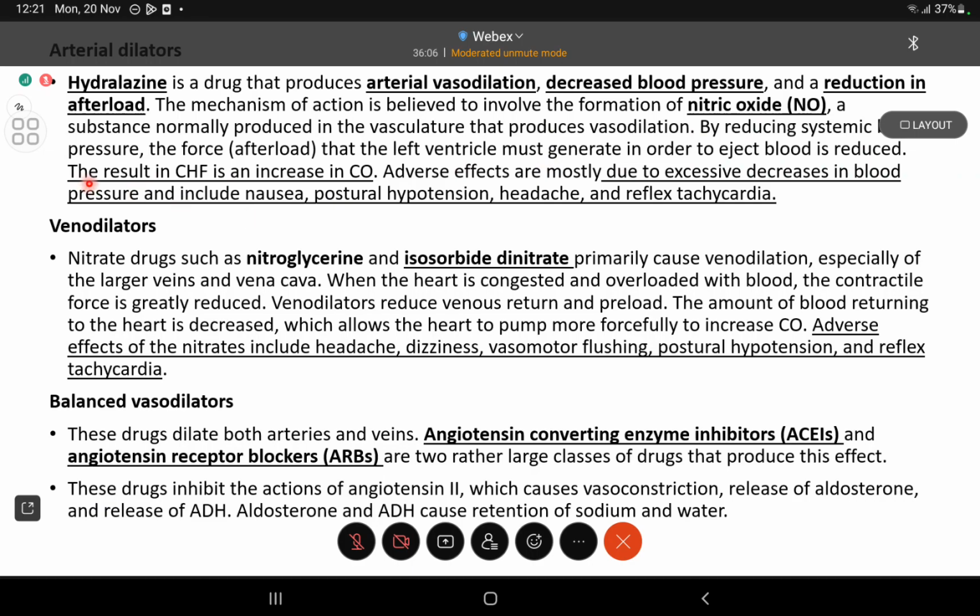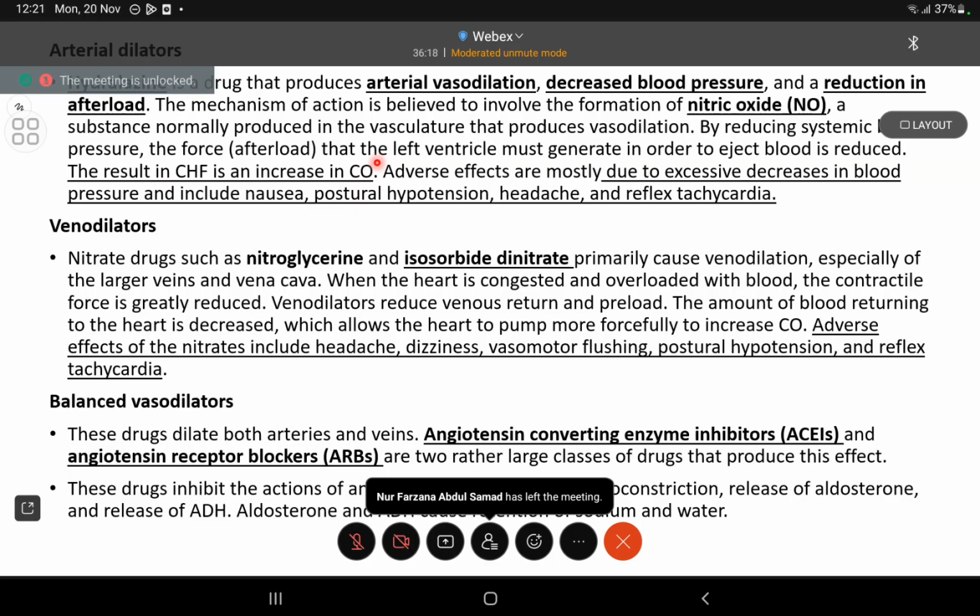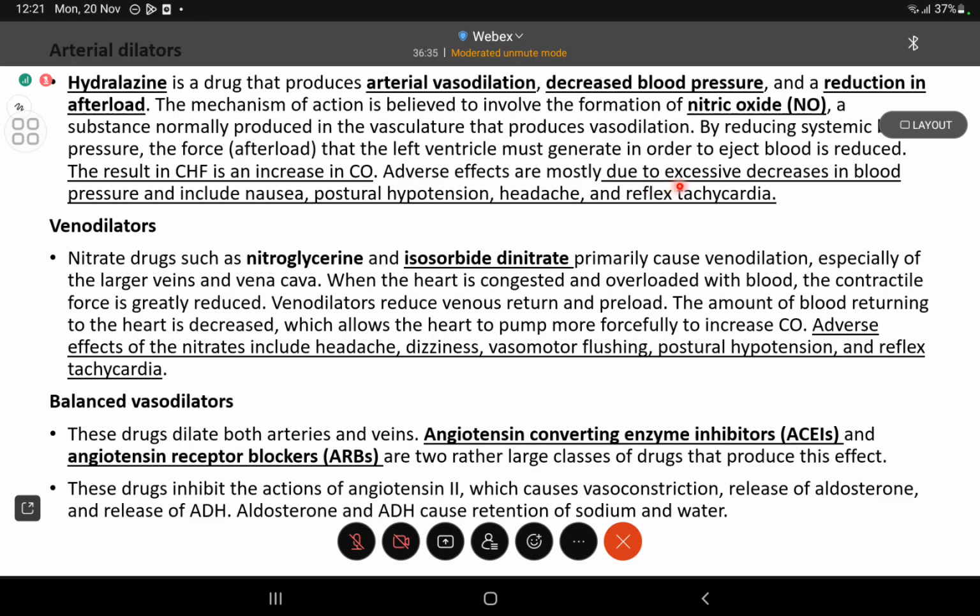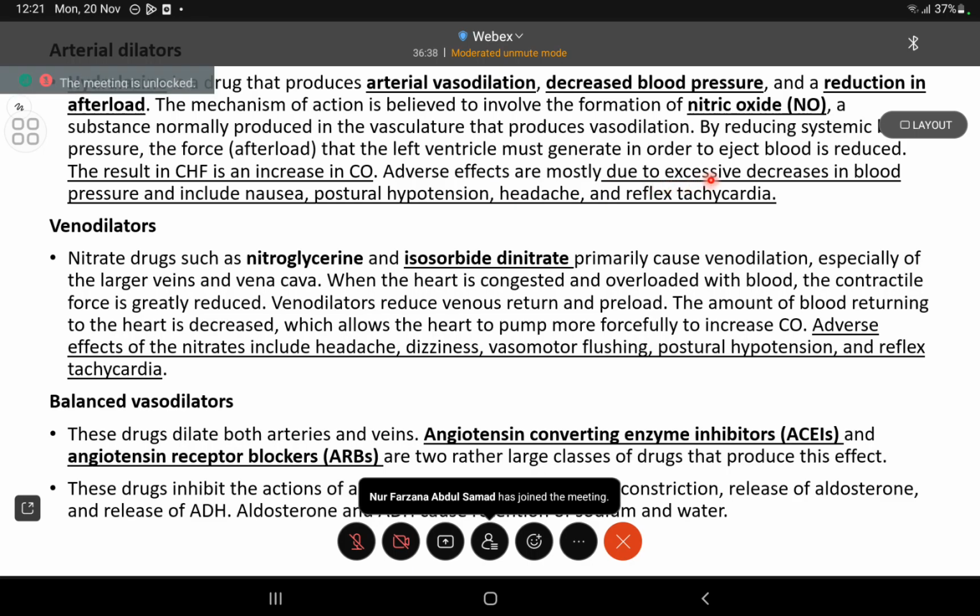The result is that you are going to increase the cardiac output, because you decrease the burden. The burden refers to the blood pressure. So the pressure becomes lower, and your heart can pump blood out more easily, because the resistance is less compared to before taking these drugs. Meaning that with a similar force of heart contraction, you are able to pump more blood out from the heart after taking this drug.